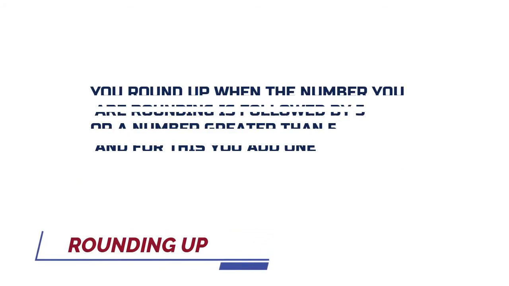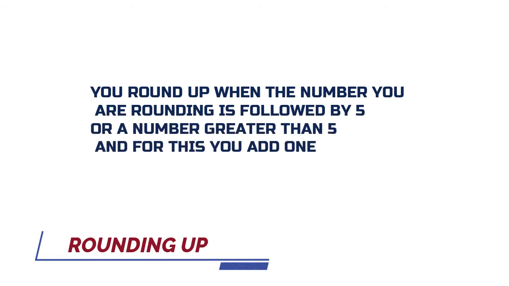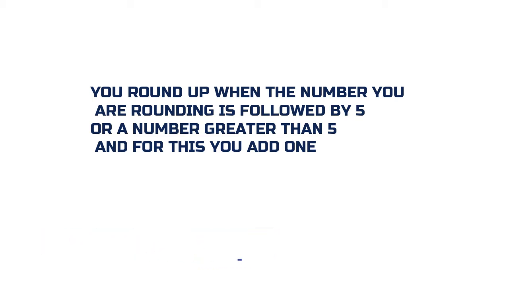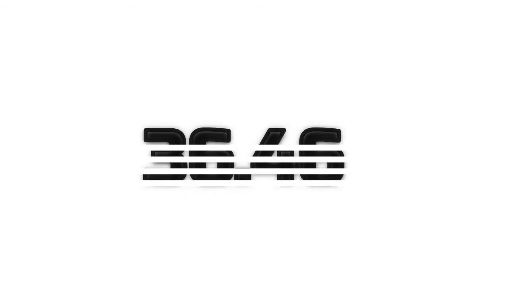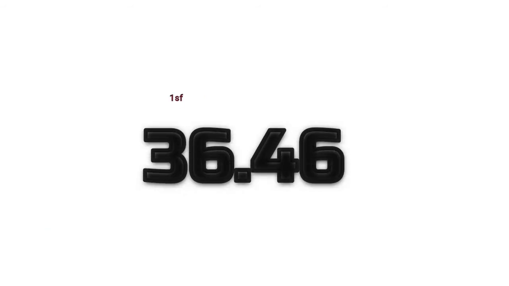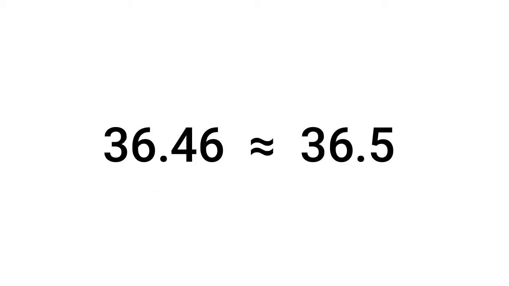So what do we mean by rounding up? You actually round up when the number you're rounding is followed by 5 or a number greater than 5. And for this one, you actually have to add 1 to the number you're rounding to. So if you have the number 36.46, you actually round up to 3 significant figures or 1 decimal place by adding 1 to 4, since the number after 4 is greater than 5. And then you get your approximated value as 36.50 or 36.5.